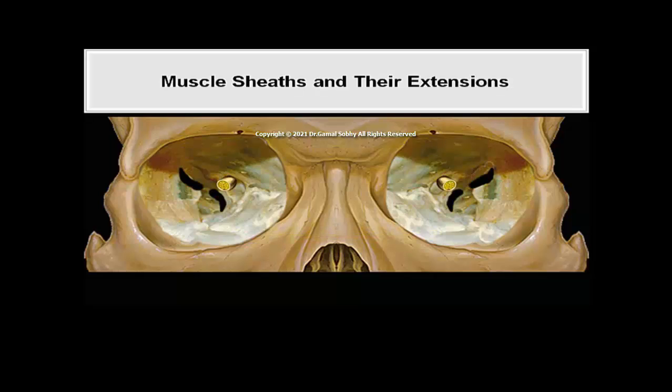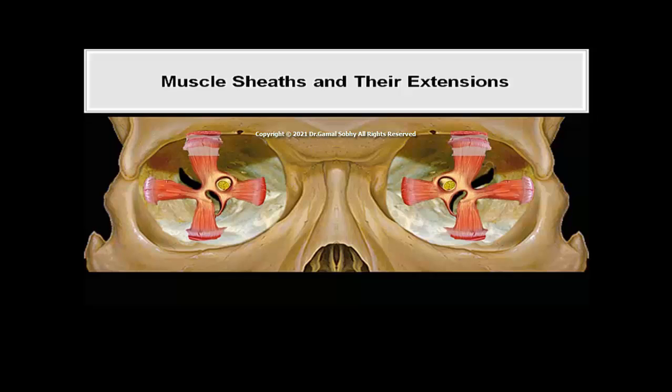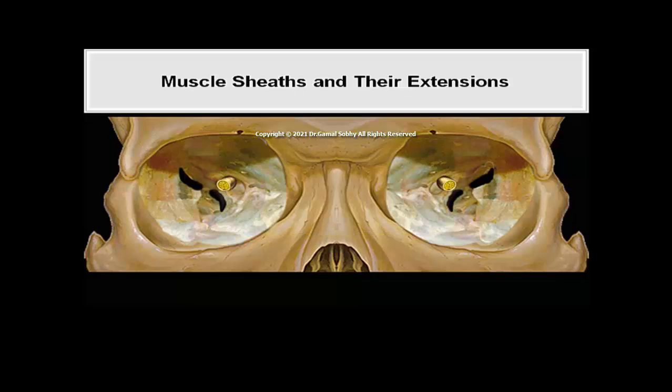The blending of the sheaths of the inferior oblique and inferior rectus muscles and the extensions of the sheaths of the medial and lateral rectus muscles form a suspending hammock, which supports the eyeball. This fascial system has been termed the suspensory ligament of Lockwood.